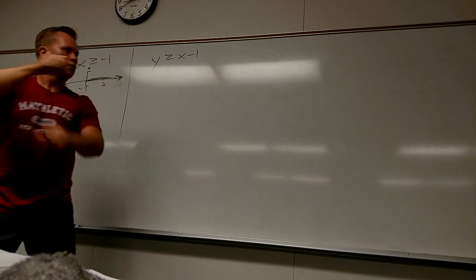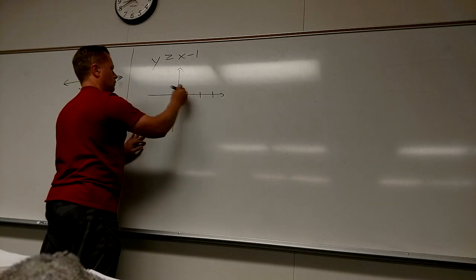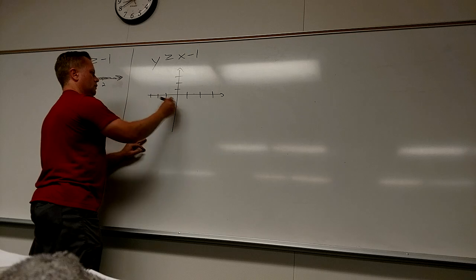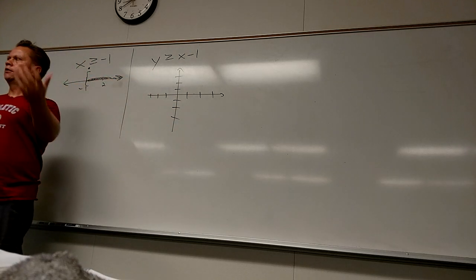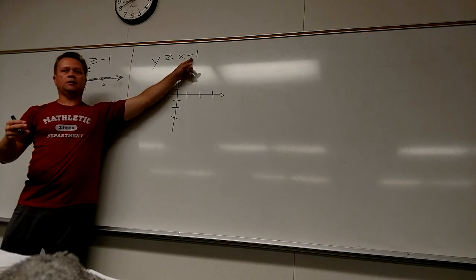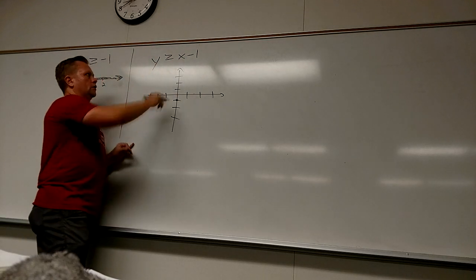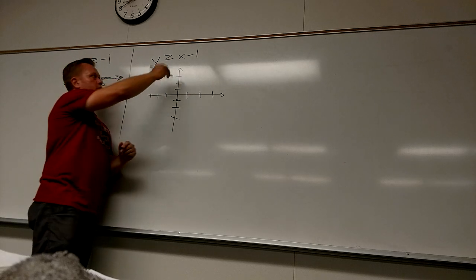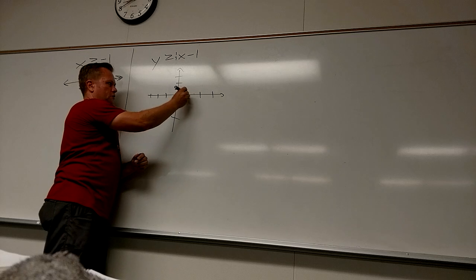It's half. So if I graph the plane, give myself a starting place here. What do I know about the line that cuts the stuff in half? Yeah, the y-intercept is -1. The slope is up 1, over 1, up 1, over 1.